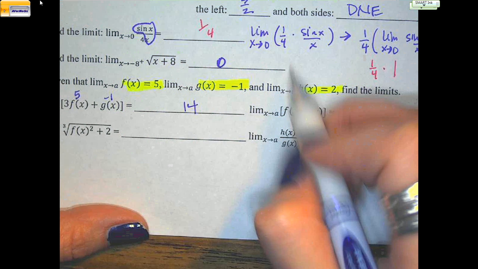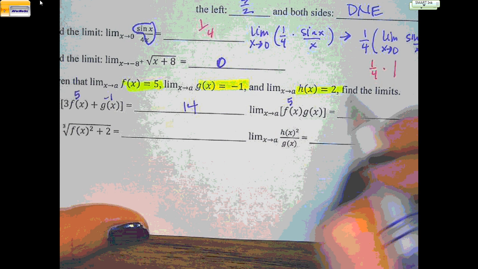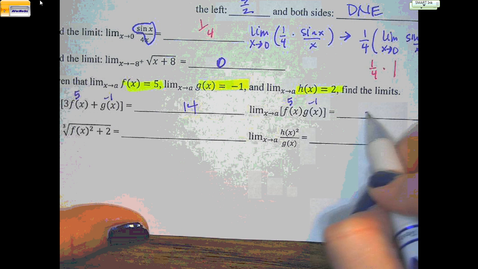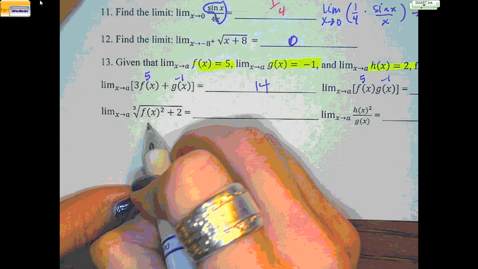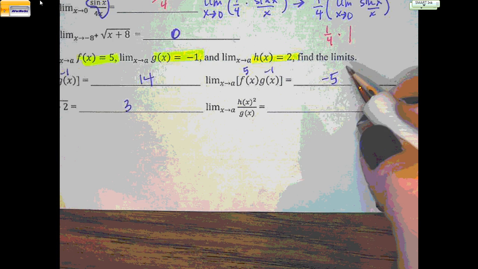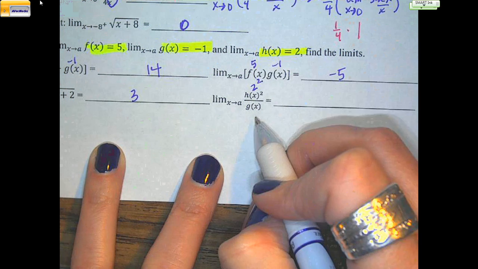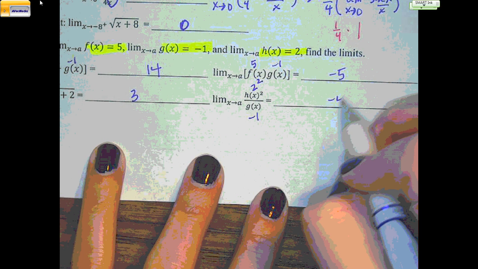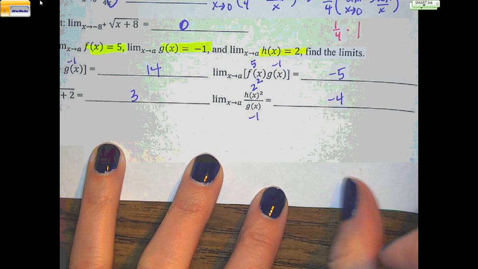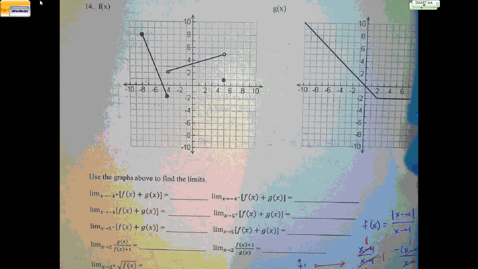The limit as we approach a of f of x was 5, and for g of x, it was -1. You multiply those, you get -5. For this one down here, the limit for f of x was 5. You square it and you add 2, you get 27. The cube root of that is 3. For h of x, the limit on that one was 2. Looks like we're supposed to square it, and we're dividing by -1. Questions on the last 4? Alrighty.